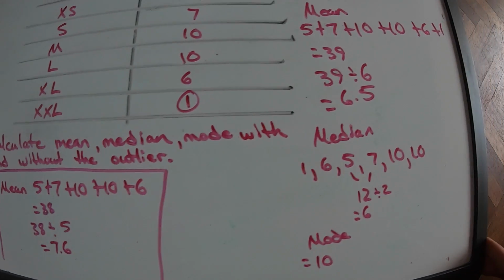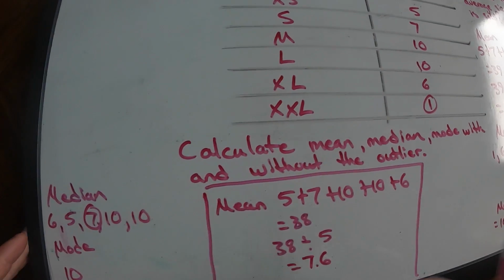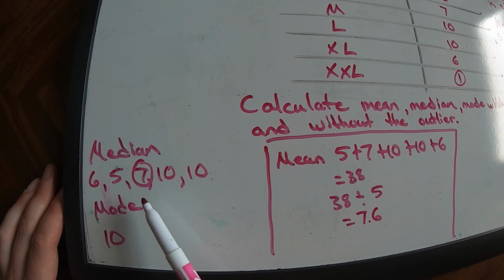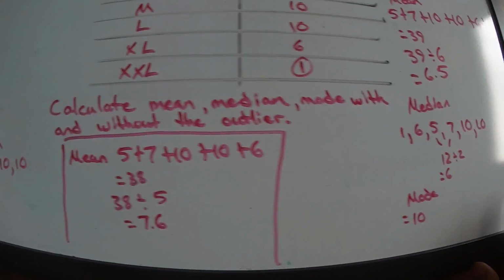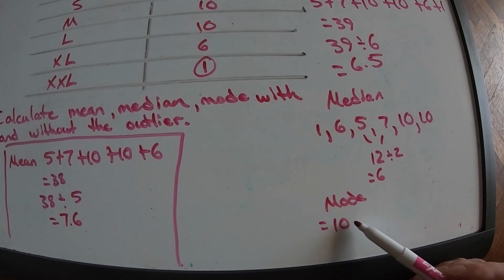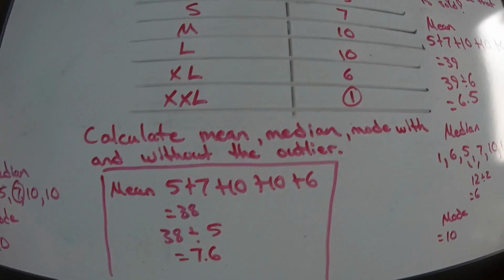If we're using the median with our outlier, it says that we're selling 6 shirts. And then the median without the outlier is saying that we're selling 7 shirts. But what's one thing that hasn't changed? Well, that's the mode. So the mode stayed the same for when we both had the outlier and didn't have the outlier.